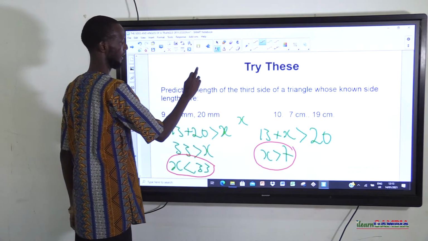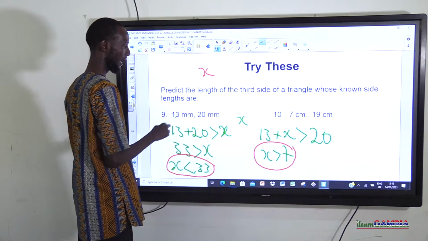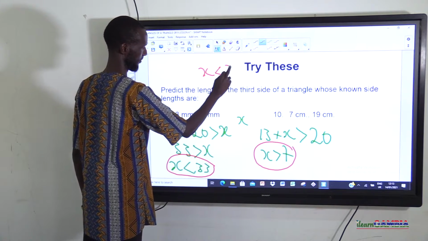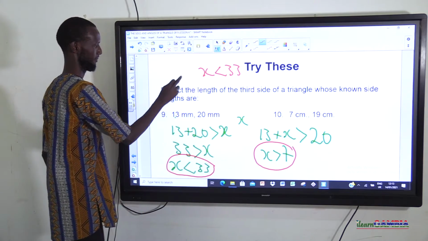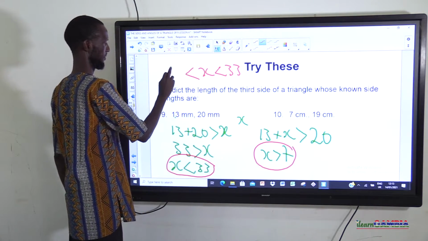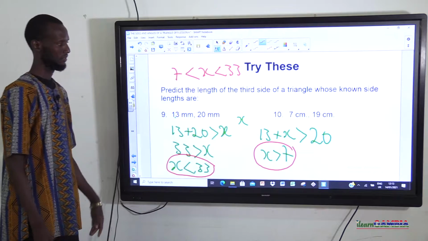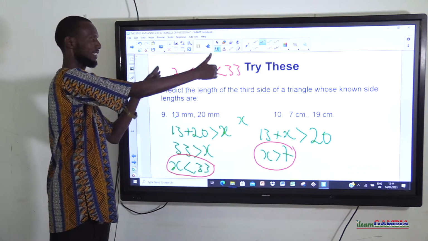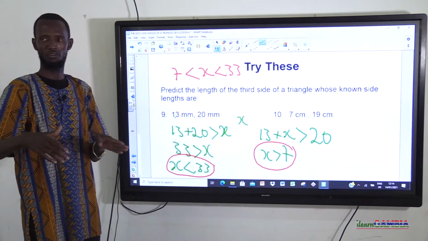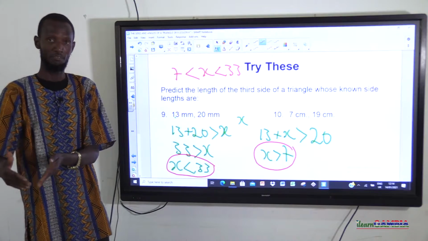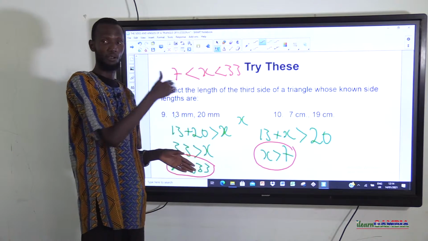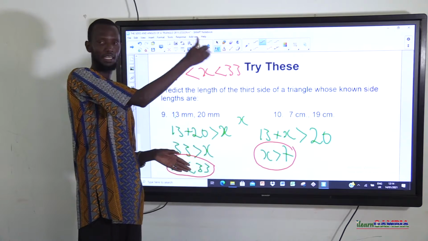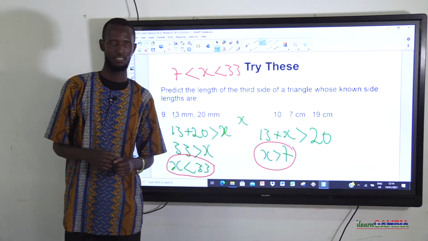You have our x, that's the third side, has to be less than 33, but it has to be greater than 7. So again, that range gives you the possible values for our third side. It doesn't give you the exact value, but we know our third side will fall within that. A number greater than 7, but less than 33, okay?